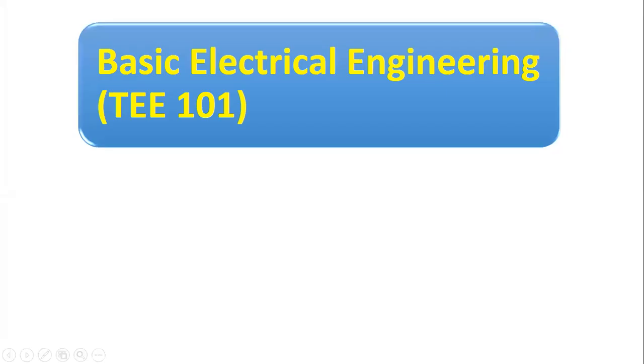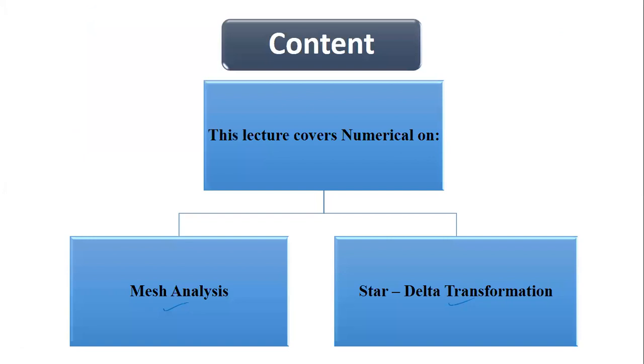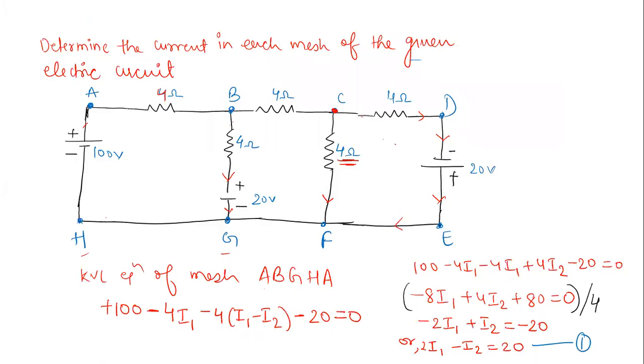Dear students, in this lecture we will discuss some numerical problems on mesh analysis and star delta transformation. So let us start with the first numerical. In this numerical, there is one circuit given in which we have three meshes basically. You can see there are three meshes, mesh 1, mesh 2 and mesh 3.